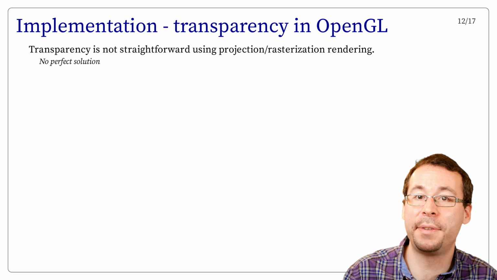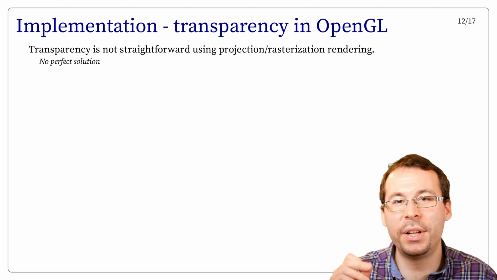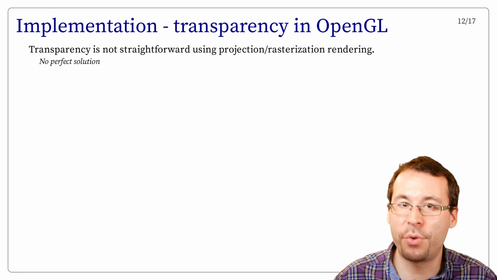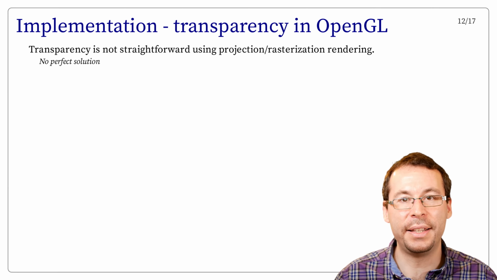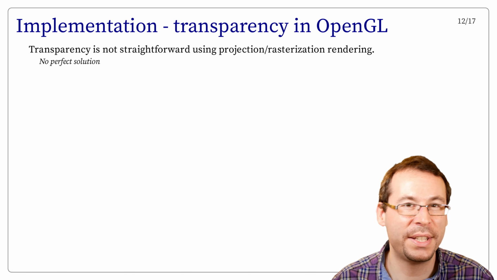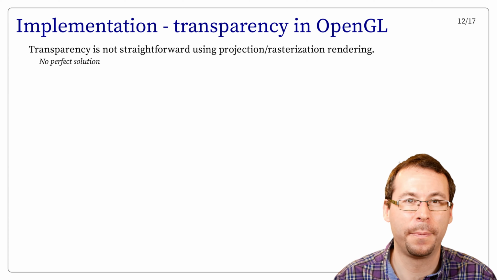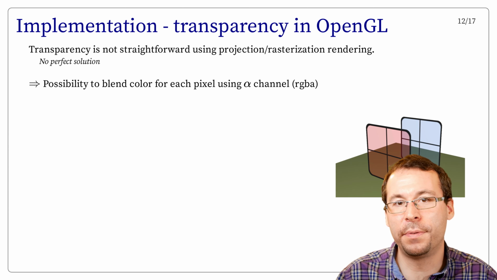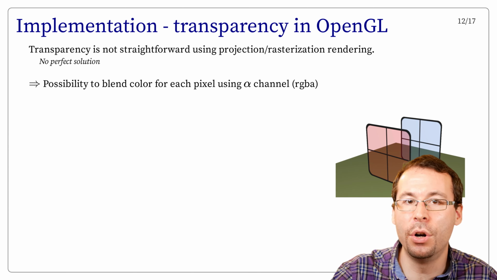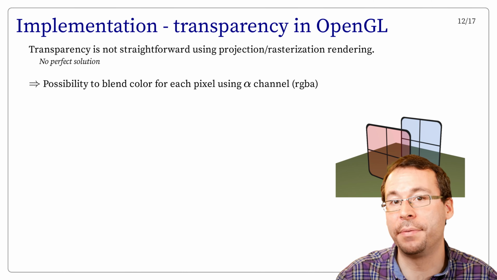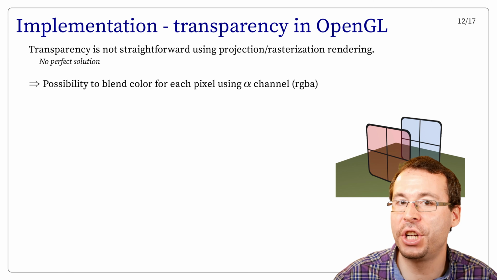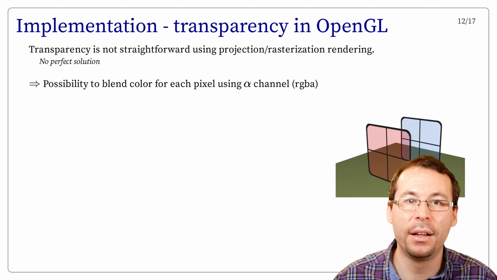First, about the transparency effect. Actually, rendering transparent shape is not straightforward when using projection rasterization approach. And at the end, we need to use tricks. There is actually no perfect solution for it. So one possibility that OpenGL offers is to blend color for each pixel, acting like layers drawn one after the other using the alpha channel of the RGBA color.